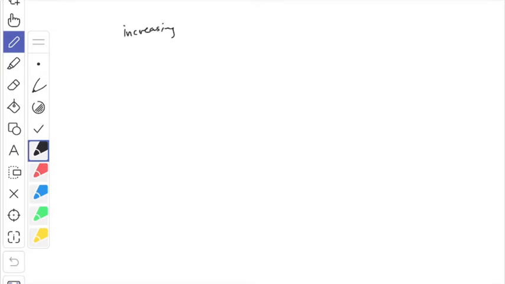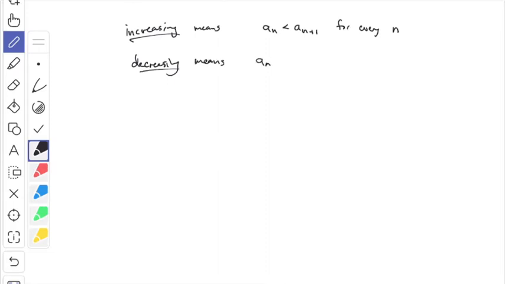Increasing means that a_n is less than a_(n+1). That is, it gets bigger every time, for every n. And then decreasing means the other way around. Decreasing means that a_n is greater than a_(n+1). That is, the next one is always smaller than the previous one, again for every n.